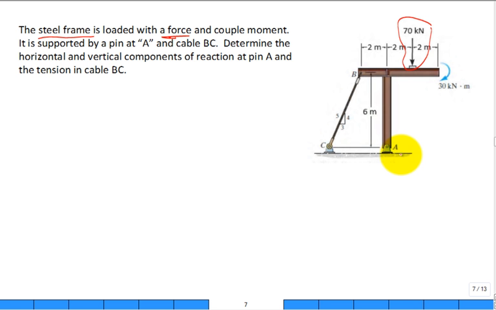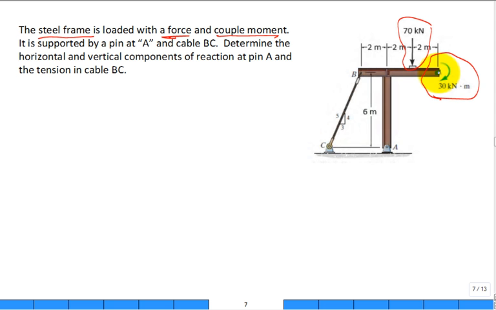Are there any other force loads on this body? No. There is, though, a load of a couple moment. Where's that? Well, it's right here. That's a 30 kilonewton meter couple moment. Now, where do they show that couple moment applied? They show it applied right here.